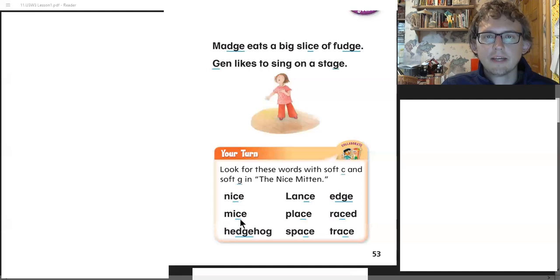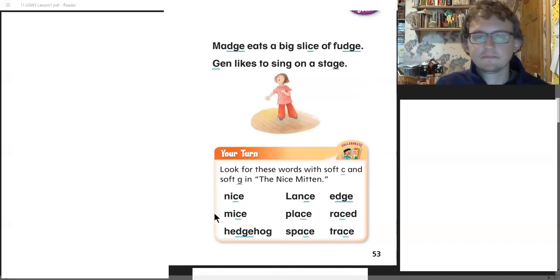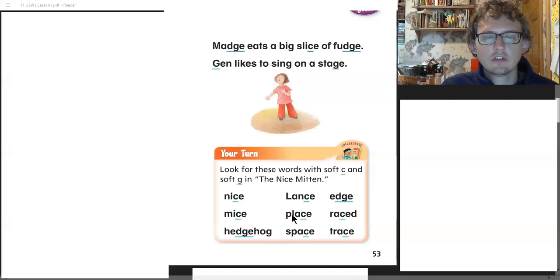Nice, mice, hedgehog, lance, place, space, edge, raced, trace. Okay, so we can see the CE sound is usually the soft C. Okay, I will read it one more time so you can listen again. Nice, mice, hedgehog, lance, place, space, edge, raced, trace.